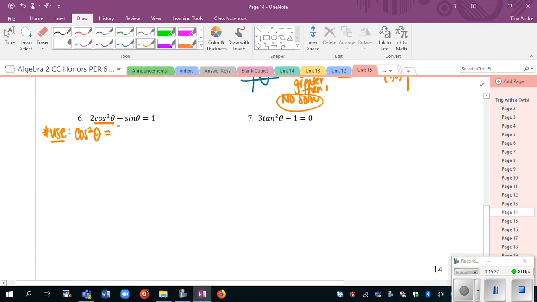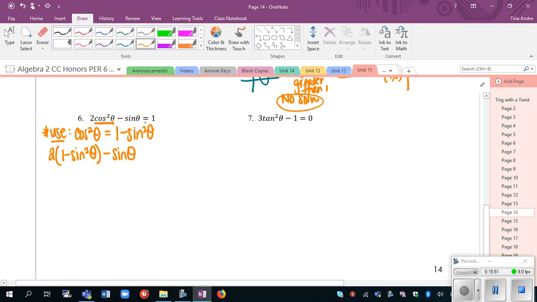So I'm just going to go ahead and solve it. So it's going to be 1 minus sine squared. Like I said, you don't necessarily have to show this every time. Once you become comfortable with it, just go ahead and use it. So I'm going to replace that. So it's going to become 2 times 1 minus sine squared minus sine of theta.